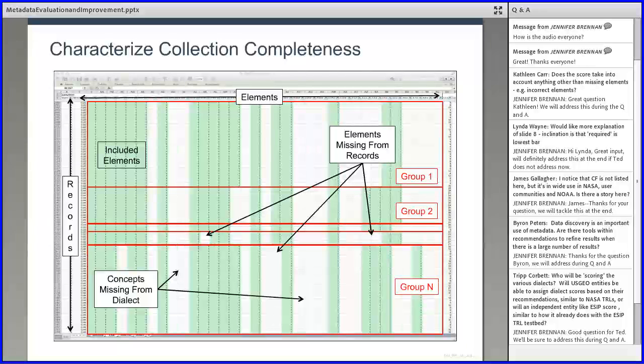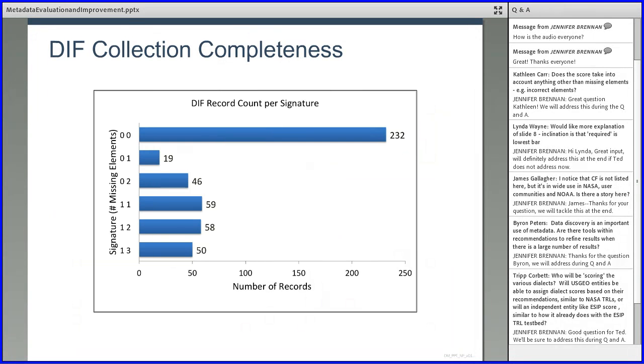And then other groups. When we look at a collection, we're usually looking at hundreds or thousands of metadata records at one time, so we get a lot of rows in these spreadsheets. Our goal is to divide them up into groups, because if you identify a group of 20 records that are missing the same thing, then you can improve those records by adding one concept or one element to them.